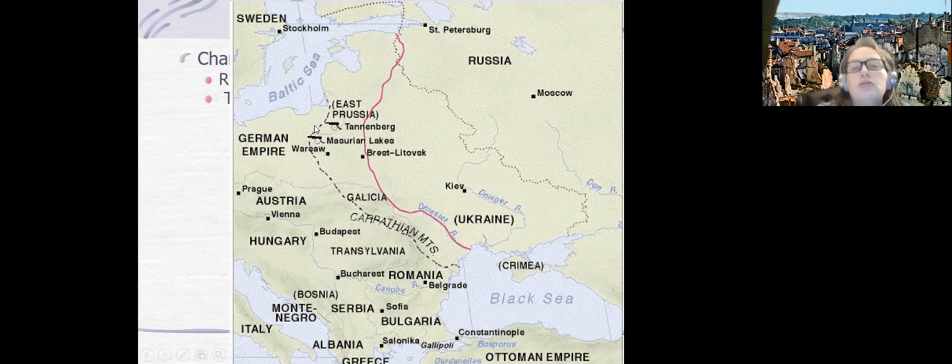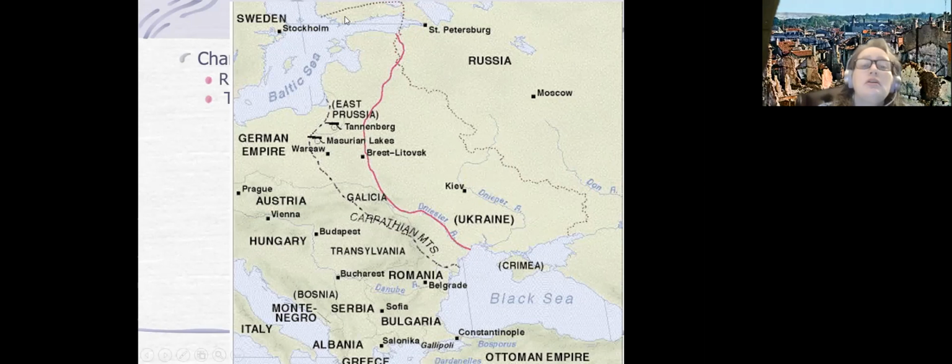The Russians have already lost massive battles at Tannenberg and at Masurian Lakes and several others. It's been a pretty bad war for them. But you can see they've still got a good chunk. They've still got the Ukraine and Kiev, which is one of their founding centers. They've also still got their bases in the Black Sea and other things. But the Treaty of Brest-Litovsk is going to take all of that.